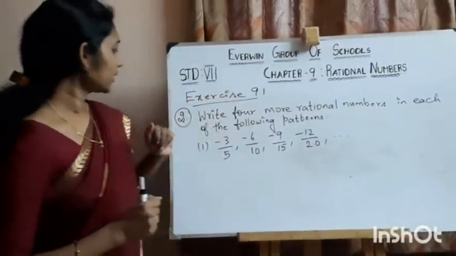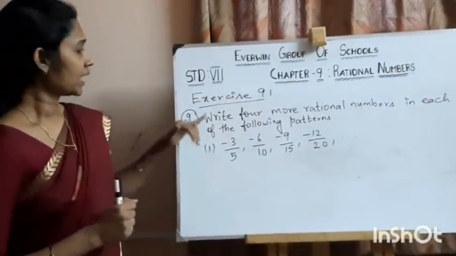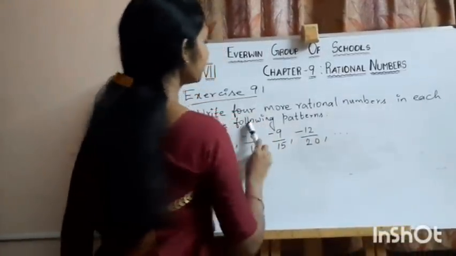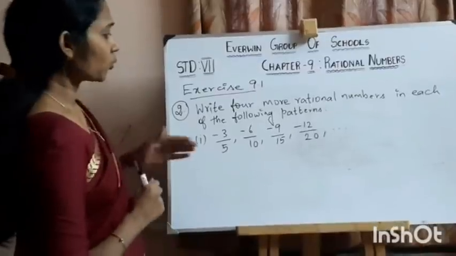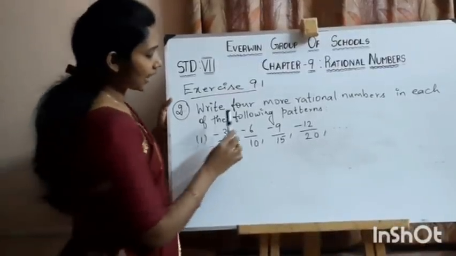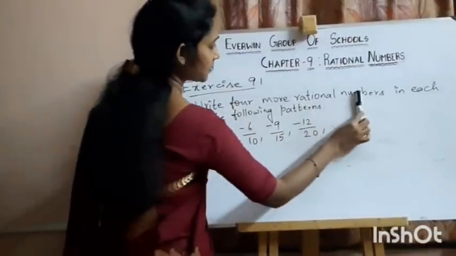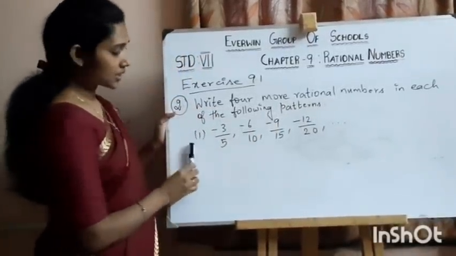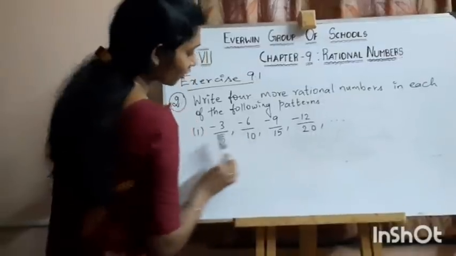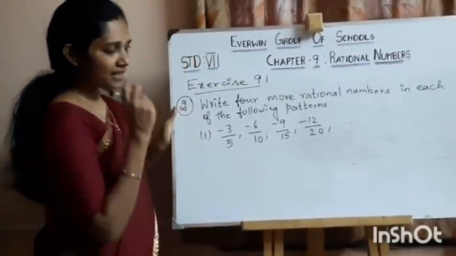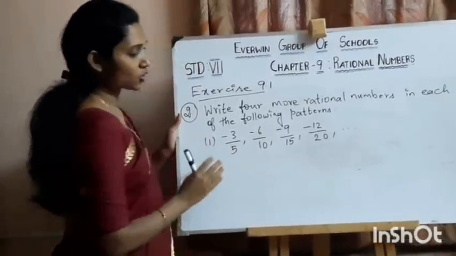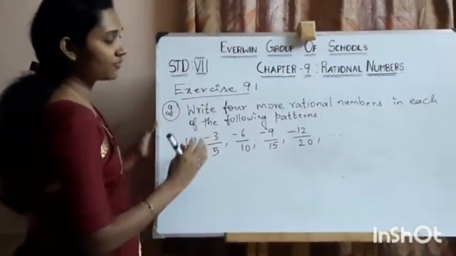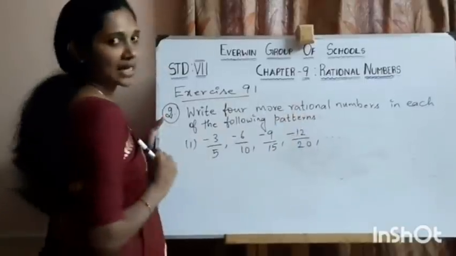Exercise 9.1, sum number 2. Write 4 more rational numbers in each of the following patterns. So the question is, we have to write 4 rational numbers in each of the following patterns. Subdivision 1 is, they have given a set of rational numbers and there is some pattern in this. So we have to observe the pattern and following the same pattern we have to write 4 more rational numbers.